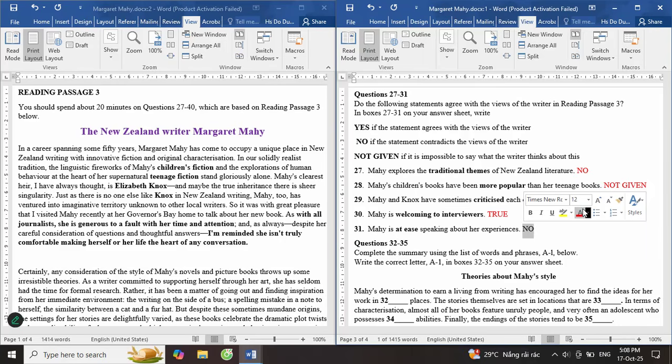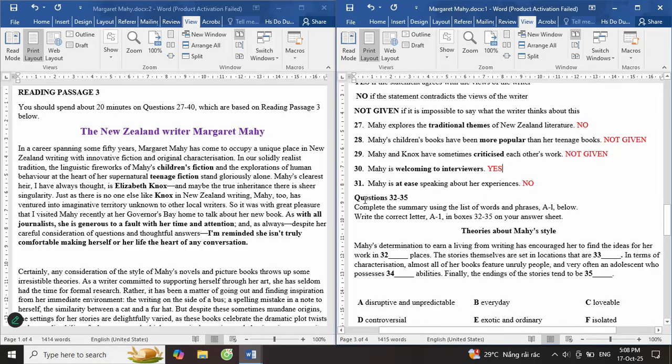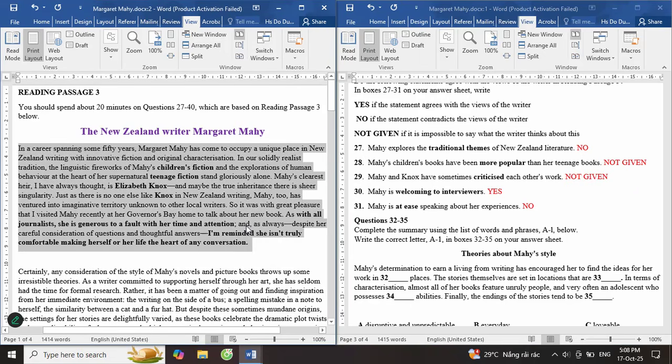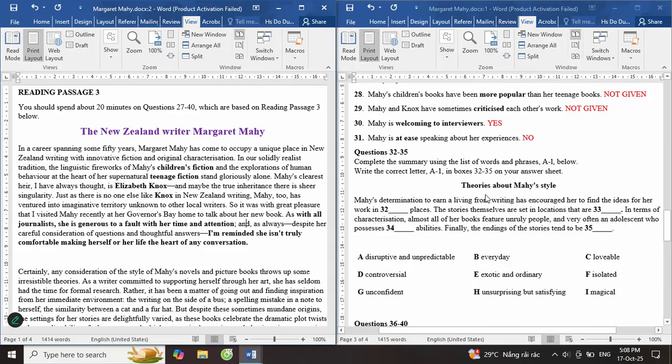Now I have made a mistake. Have you seen the mistake that I just made? It's right here. I wrote N, and this is not accepted. You have to write the full word, no. So please remember that. It is not common for us to have five yes, no, not given questions solved in one paragraph. In other readings, we will have to read more.